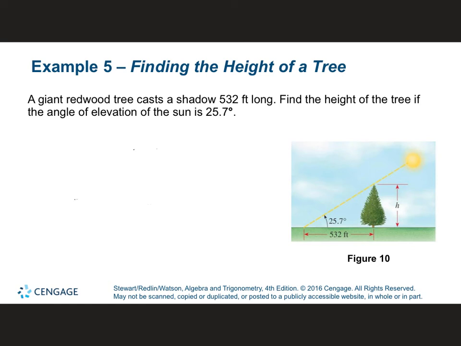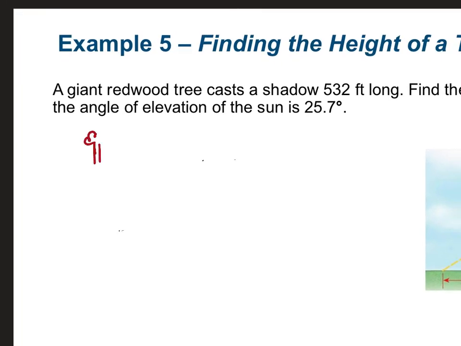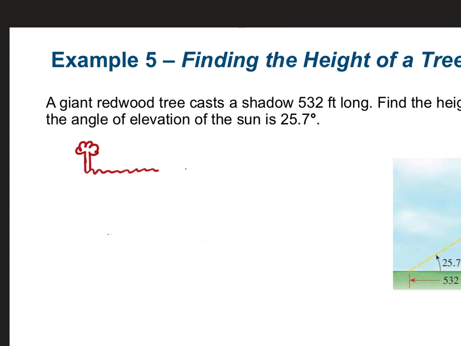So this tells us that a giant redwood tree casts a shadow of 532 feet long. Find the height of the tree if the angle of elevation of the sun is 25.7 degrees. Now, this picture is given to us. It's not always going to be given to us. So you've got to think of this as like you have a tree. This is going to be great artwork here. It's on the grass. It casts a shadow that's 532 feet long.